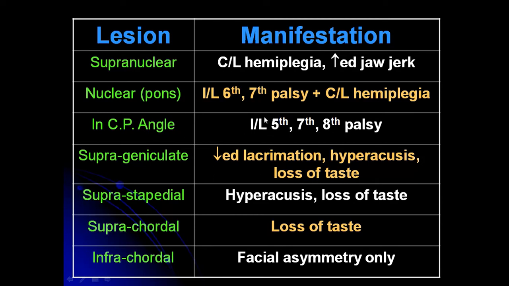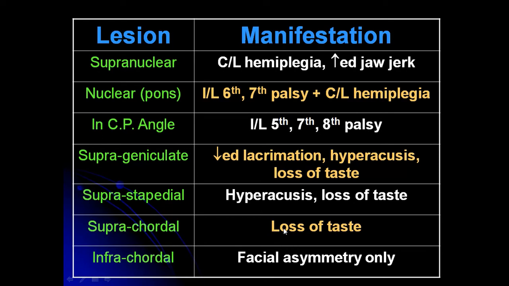At the CP angle, the cerebellopontine angle, all these nerves are there: 5, 7, 8, 9, 10, 11, 12, one below the other. It is related to all these nerve palsies. Suprageniculate, that is above the geniculate ganglion: lacrimation is lost, hyperacusis, loss of taste will be there. Suprastapedial means at the level of the stapedius: you have hyperacusis, that is, the stapedius muscle is not contracting, and loss of taste will be there. Supracaudal is loss of taste.